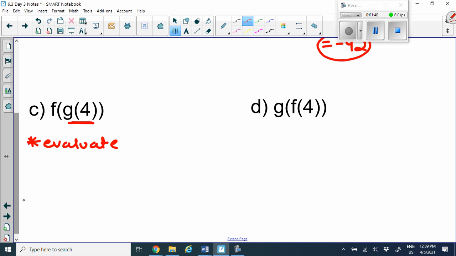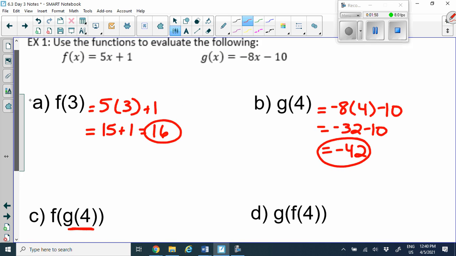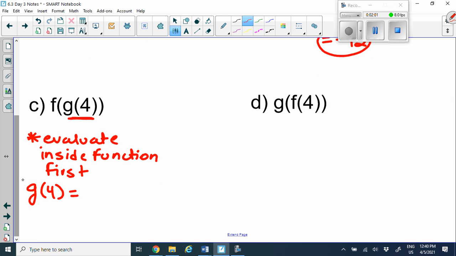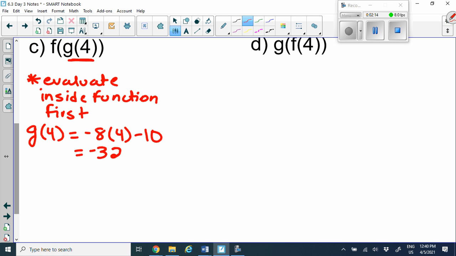So for part C, we're going to evaluate the inside function first. So that's going to be our g of 4. So remember, our g of x function was the negative 8x minus 10. So you have to go back up. Double checking there, okay? Any place that I see x, I'm going to plug the 4 into there. So negative 8 times 4 minus 10. We kind of already did this, so I'm going to go ahead and evaluate it again. So this gives me negative 32 minus 10, which gives me negative 42.